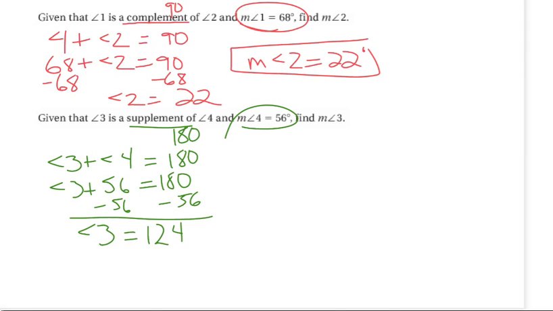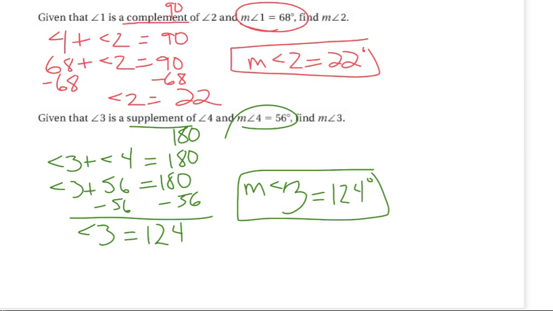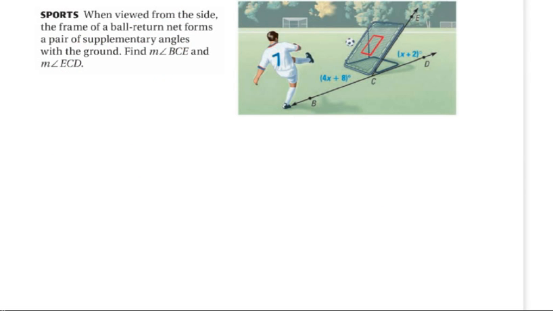All right, so this problem is going to be very similar to the last one, except that we have variables that we are dealing with. So if you look at the ground, this ball return net makes supplementary angles with the ground. So there are two separate angles here that are formed, and they are supplementary. So we know that supplementary means that we have to add up some angles to equal 180 degrees. So we're going to add up those two angles formed to equal 180 degrees.